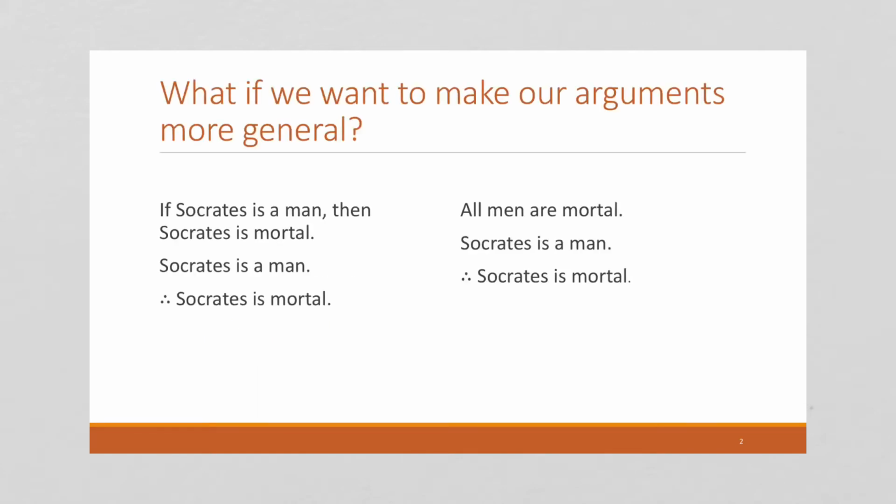Okay, so in the last video, we saw an argument like this. If Socrates is a man, then Socrates is mortal. Socrates is a man, therefore Socrates is mortal. And we learned how to take the argument form for that and determine if it's a valid argument. But it's very specific. This refers only to a single individual.